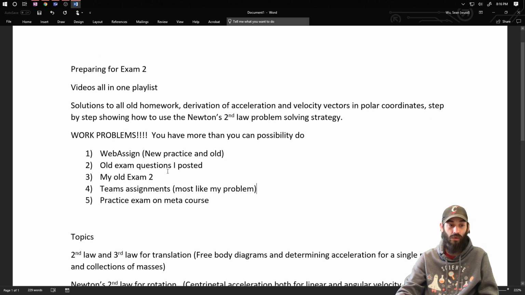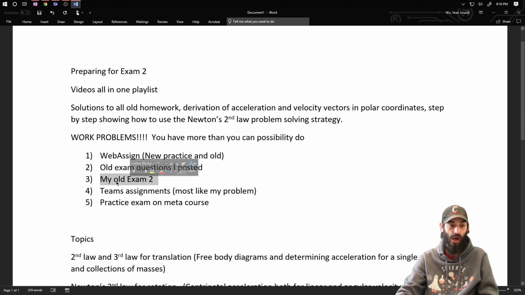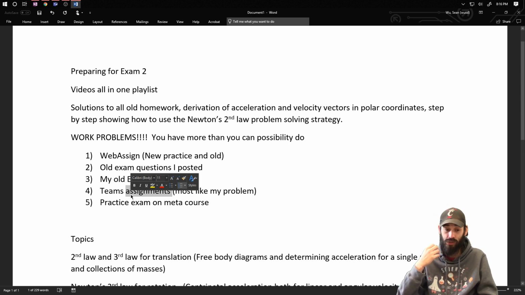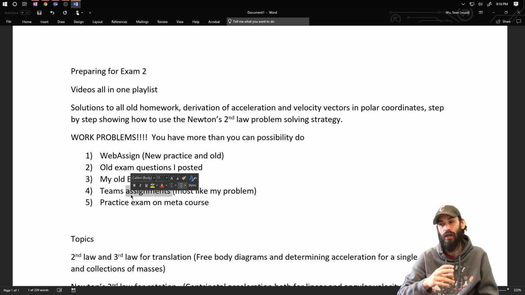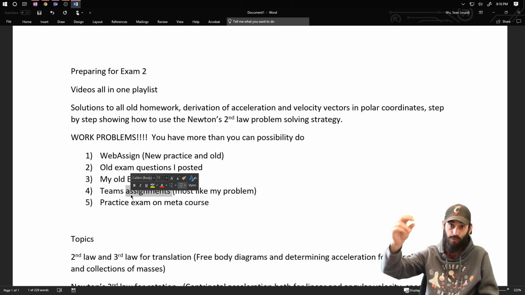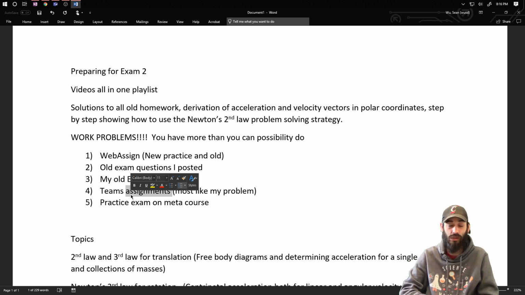Okay. Now, what I will say is, per my old exams, the team assignments, and the old exam questions that I posted, these are going to be very similar to the type of question that I'm going to ask. Now, the one that is on our exam is not as open-ended. There are numbers, and it's stratified. So it's not like "find the velocity, just go." Okay, it's built up to what it is that you need to do.